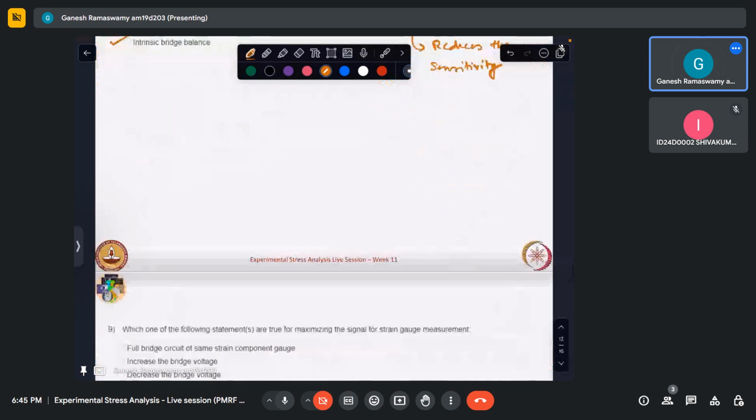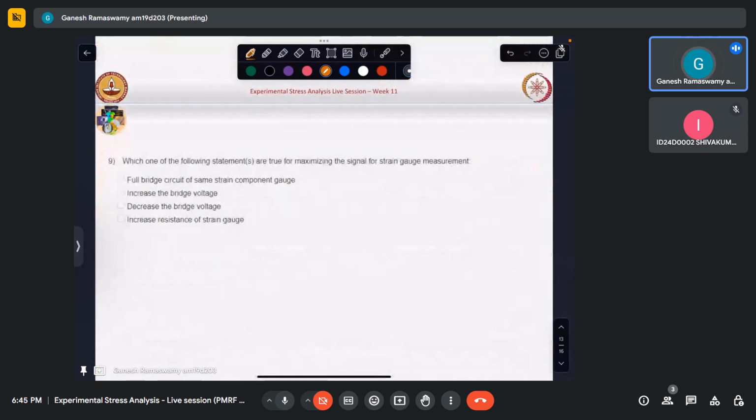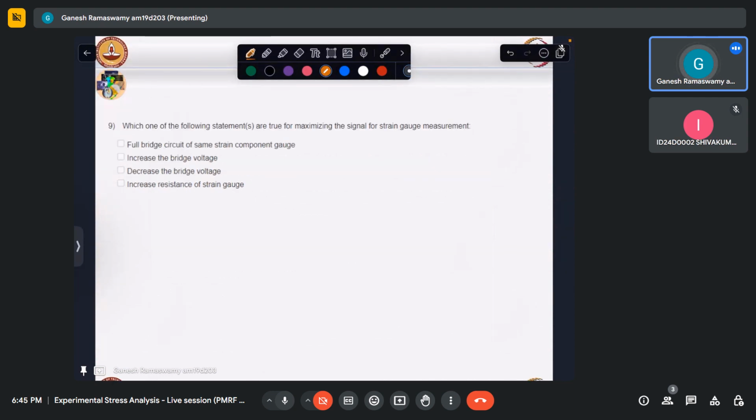Okay, so let us look at this question. Which one of the following statements are true for maximizing the signal for strain gauge measurement in a Wheatstone bridge is what is asked. So if we have a strain gauge and this is measuring a particular strain component which is along this direction, along the gauge length.